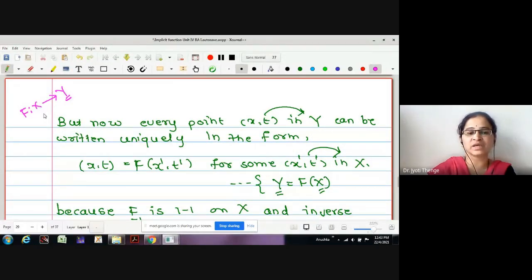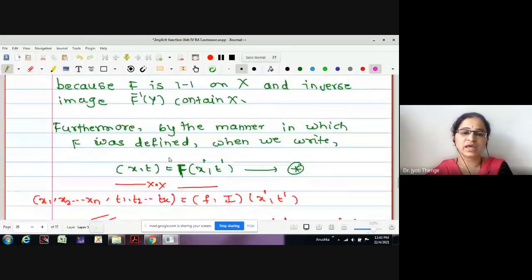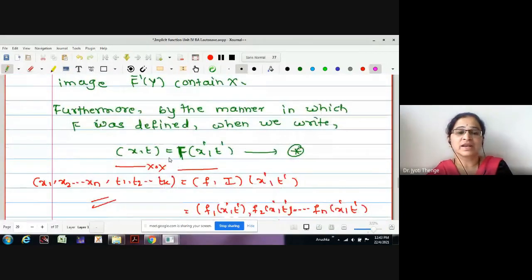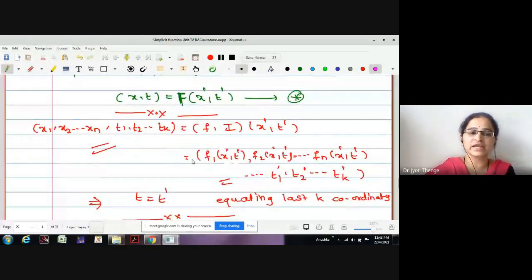What is the preimage? (x',t'), right? Such that (x,t) is the f image of (x',t'), because the function is 1-1. Therefore, (x,t) is f of (x',t'). Now we'll try to understand how this is going to give you the value t equals t'.